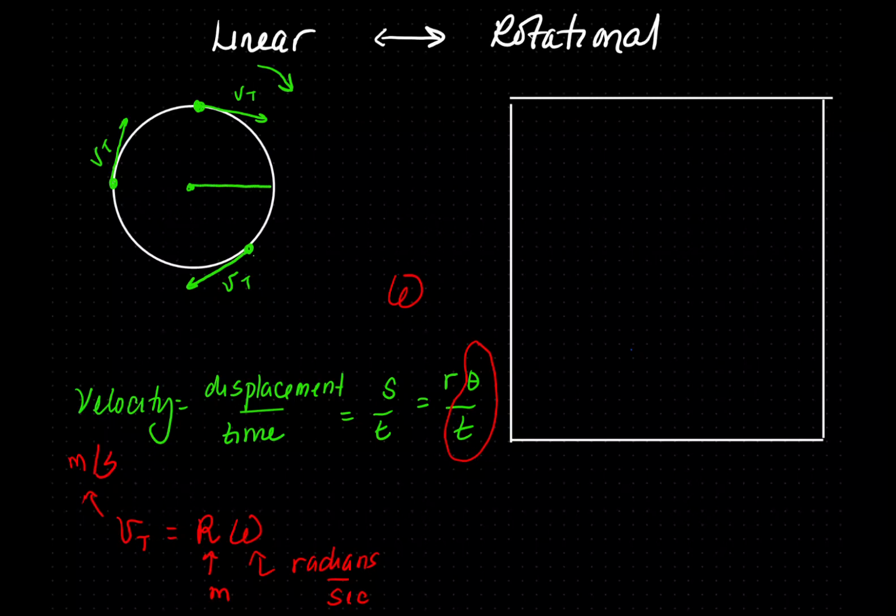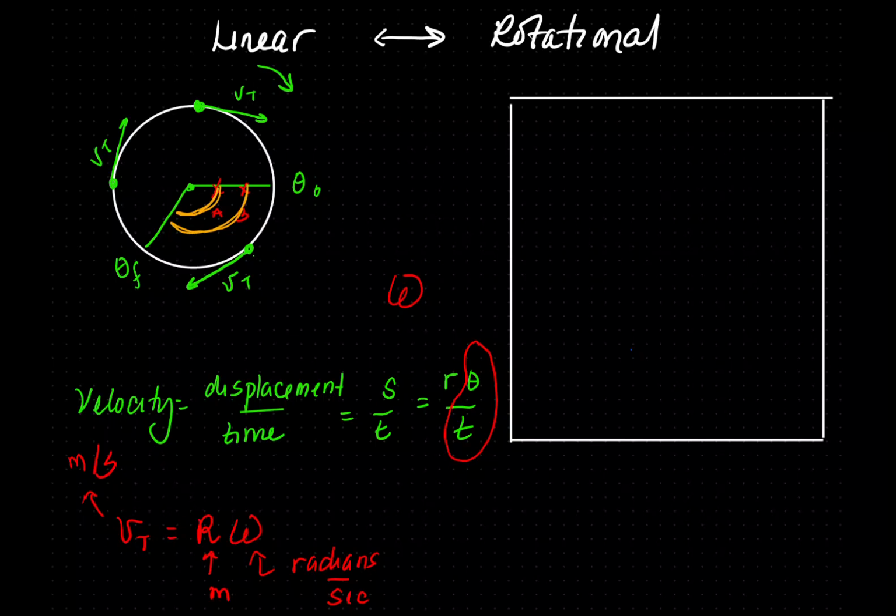So if we have two objects that start at theta naught, object A and object B, it travels along the circle and ends up at theta final. The angular path traveled by A is this right here, this distance. The angular path traveled by B is this distance.